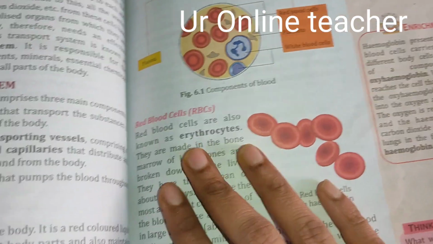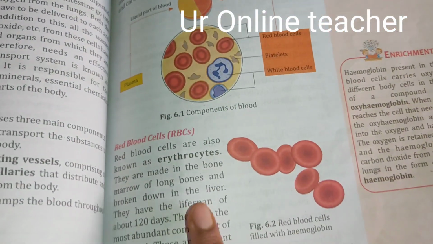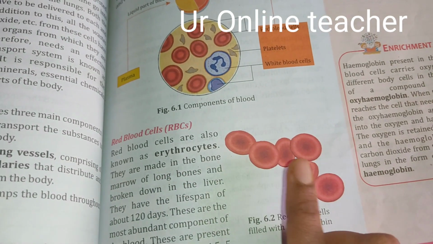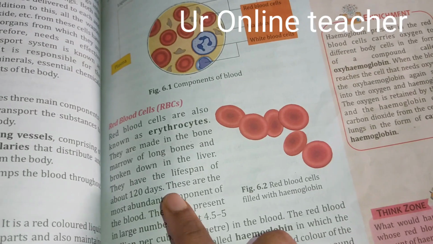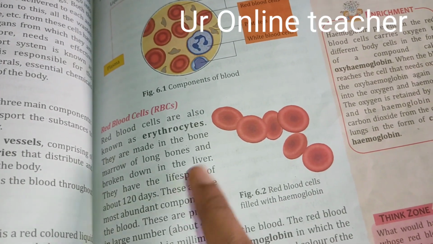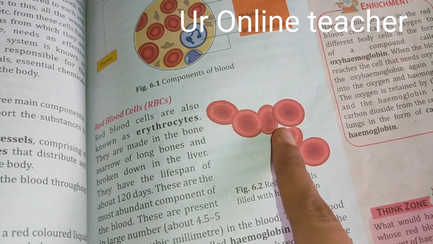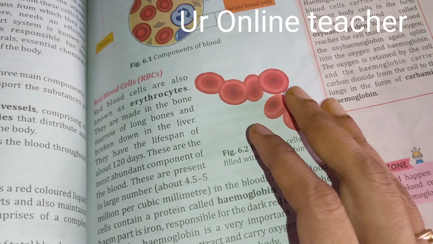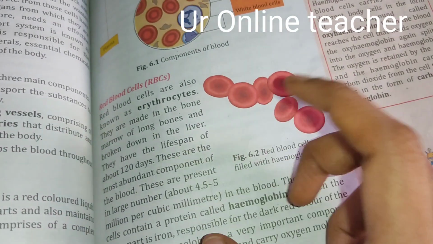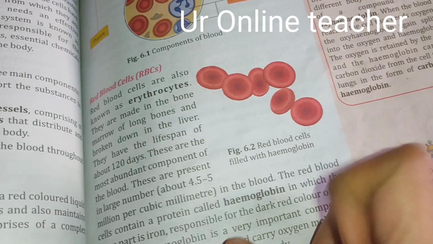Then we will see the blood cells. In that, first is red blood cells. They are also called erythrocytes. They are made in the bone marrow of long bones, and they are broken down in the liver. They have a lifespan of 120 days. After every 120 days they die and new blood cells are formed. They are the most abundant component of the blood. In the blood, more red blood cells are there. That's why the blood is red in color.